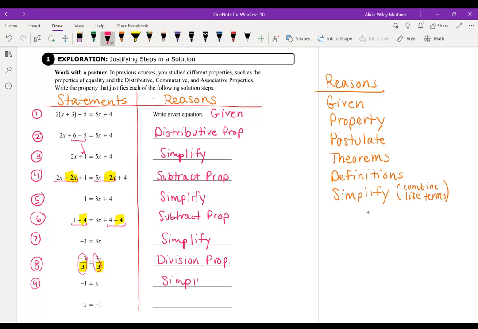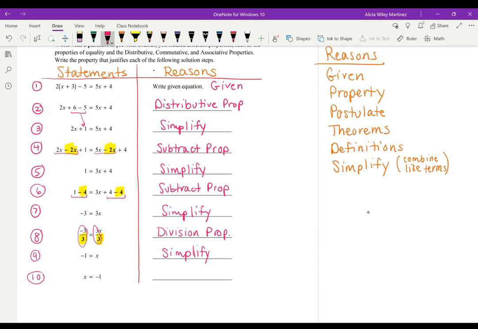Again, that's just simplifying. Remember, simplifying is just simple things like adding, subtracting, multiplying, or dividing things to make the equation simpler. In step 10, you'll see that all they did was flip the equation around, so this would be called the symmetric property. Okay, now most likely you wouldn't see this much simplifying in a proof, but because of the way this person solved the problem, we have to justify those steps with the word simplify.